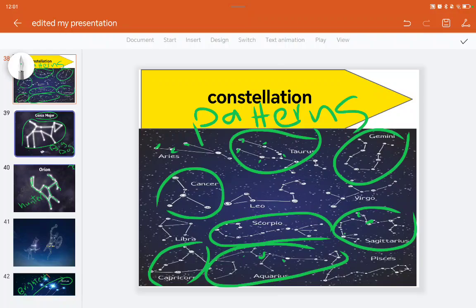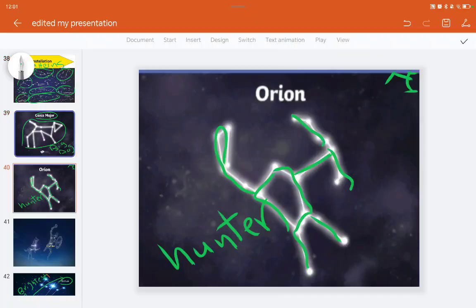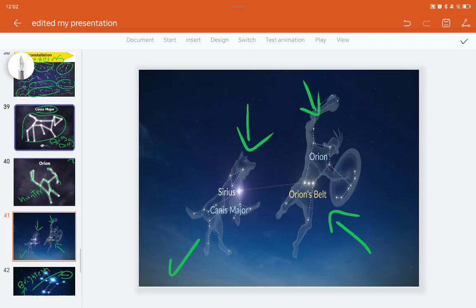Repeat after me. I repeat for you. The constellation has two patterns, which are Canis Major and Orion. Canis Major looks like a big dog, and Orion looks like a hunter. We can see a big dog and a hunter here in this picture. So this is Canis Major, which looks like a big dog, and this is the Orion pattern, which looks like a hunter. Okay?